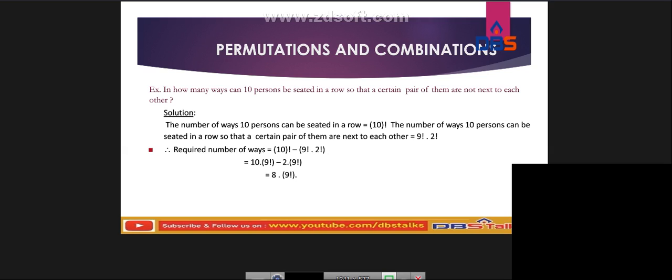Now see, the number of ways 10 persons can be seated in a row is equal to 10 factorial. The number of ways 10 persons can be seated in a row so that a certain pair of them are next to each other is equal to treating the 2 members as one, that is 9 factorial into 2 factorial. So the required number of ways equals 10 factorial minus 9 factorial into 2 factorial, that equals 10 into 9 factorial minus 2 into 9 factorial, that equals 8 into 9 factorial.